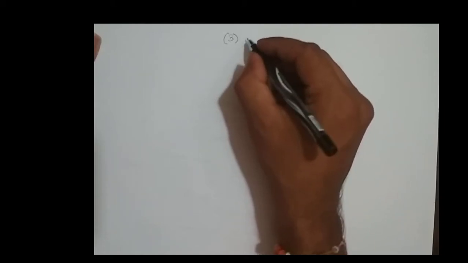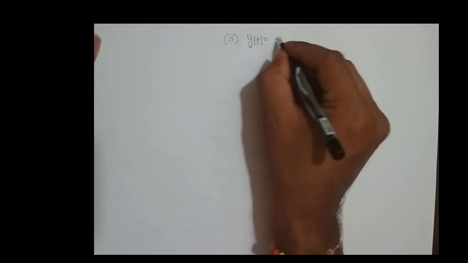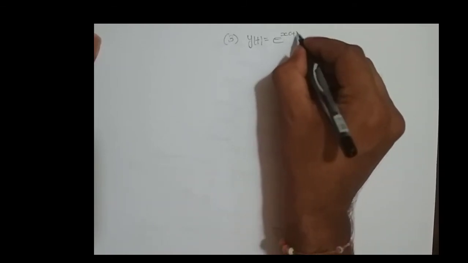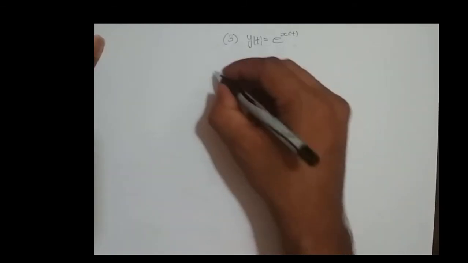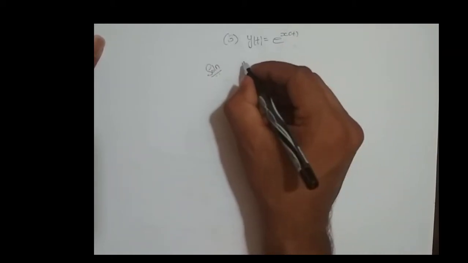We'll take one more example on linear systems. Let's say the system is y of t is equal to e power x of t. So this is our system. I need to check whether this system is linear or not.